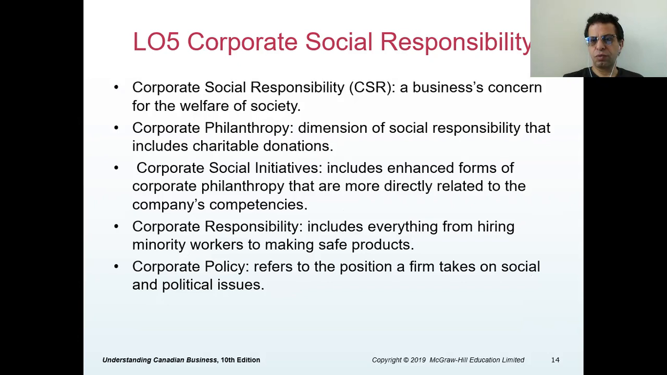Now, there is another thing that we spoke about earlier, which is corporate social responsibility, and it's a business concern for the welfare of society. Now, the market is not only looking at whether you provide the best product and the best service, but do you have a social responsibility, a business concern for the welfare of society, of the whole planet, of your country, for example. Then you have what you call corporate philanthropy, which is a dimension of social responsibility that includes charitable donations.